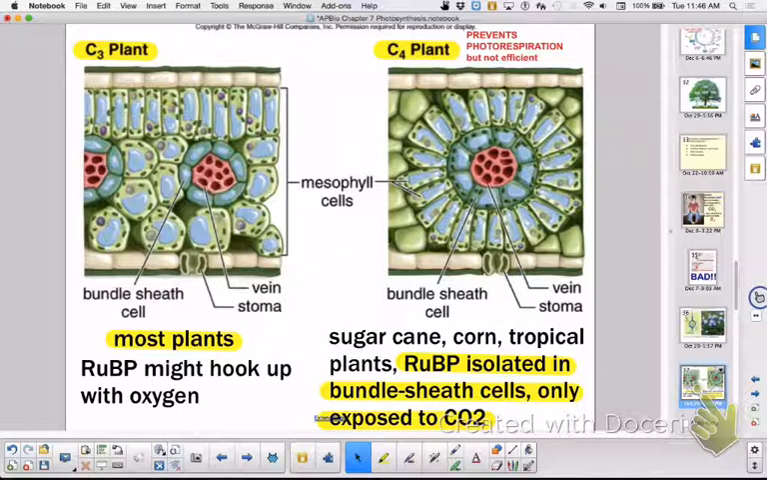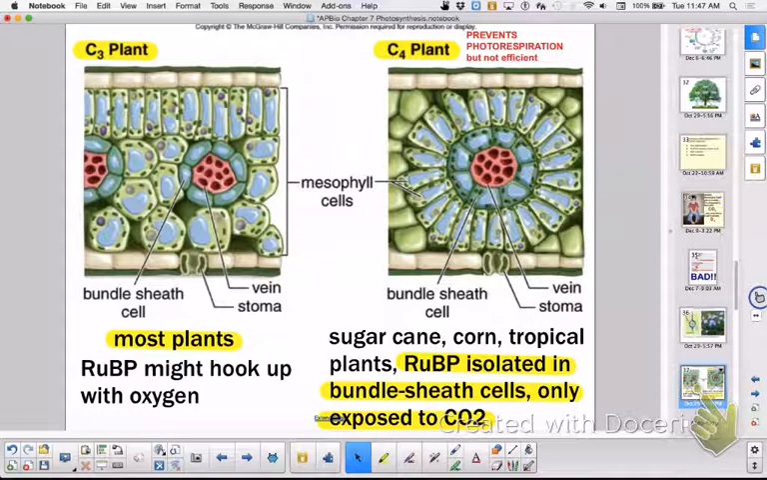And inside these other mesophyll cells is a substance called PEP, and PEP is super loyal. PEP only hooks up with CO2, and PEP will escort the CO2 into these bundle sheath cells in the center here and drop off CO2, and that's where they're doing their dark reaction, the light-independent reaction. And so all RuBP is ever exposed to is CO2.